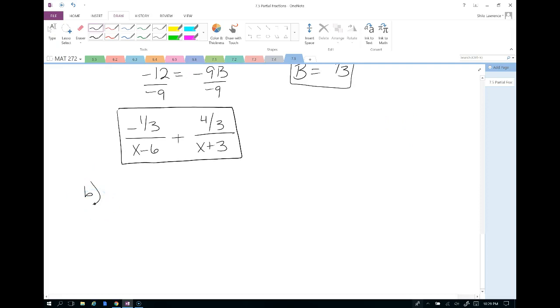So let's look at another one. This time we are going to try to find the partial fraction decomposition for 12x minus 8 over x cubed minus 2x squared.